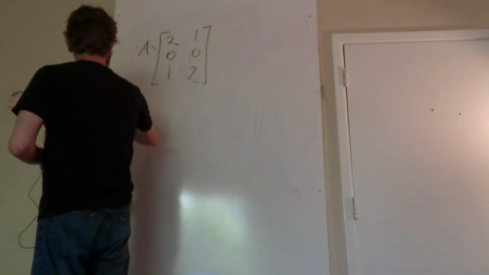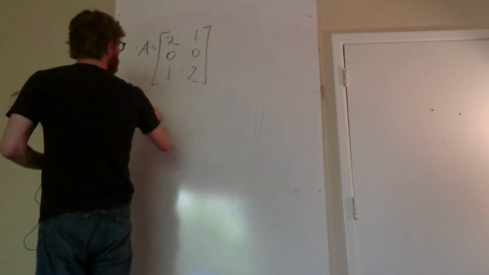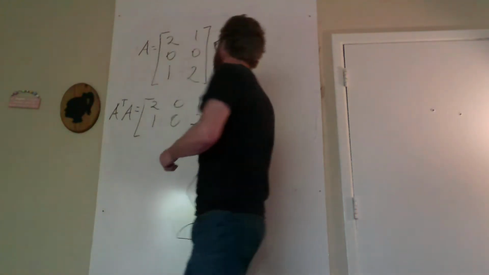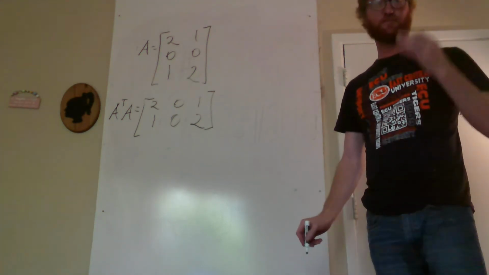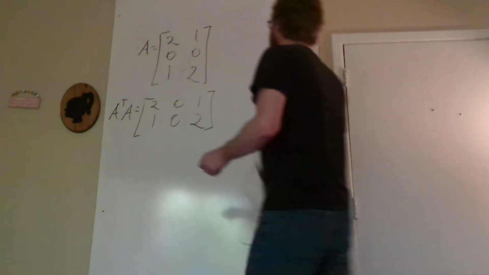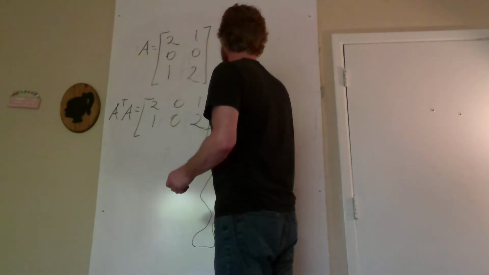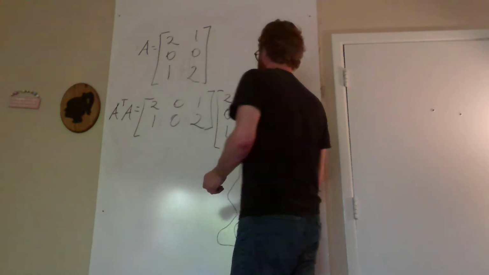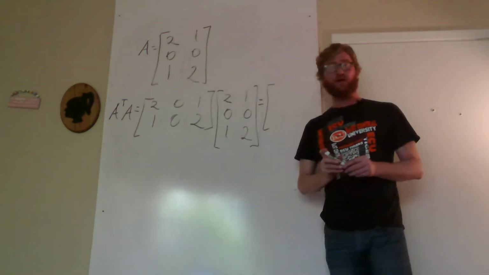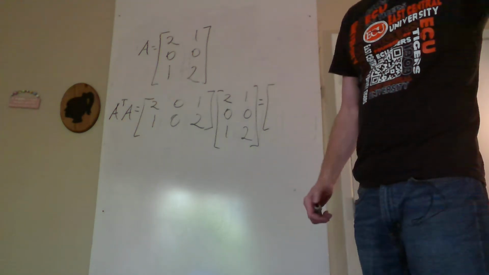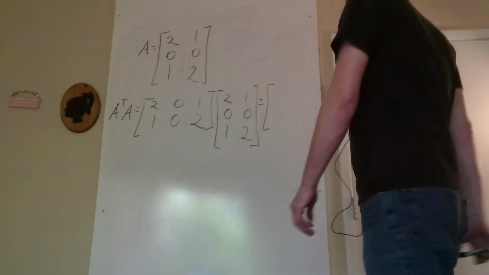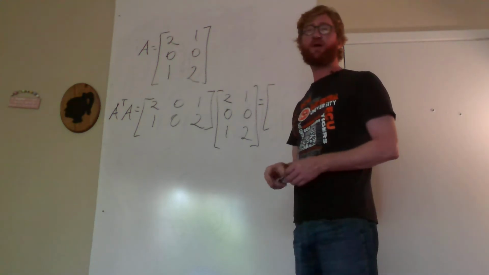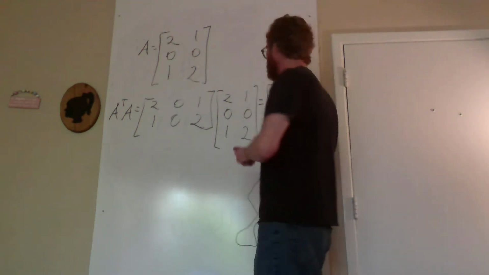So, A transpose A, that's 2, 0, 1, 1, 0, 2. Okay, so that's A transpose. Now we're going to have it act upon A, which is 2, 0, 1, 1, 0, 2. The first one is 2, 0, 1 acting upon 2, 0, 1. What does that become? That basically becomes 4 plus 1, so that's going to be 5.